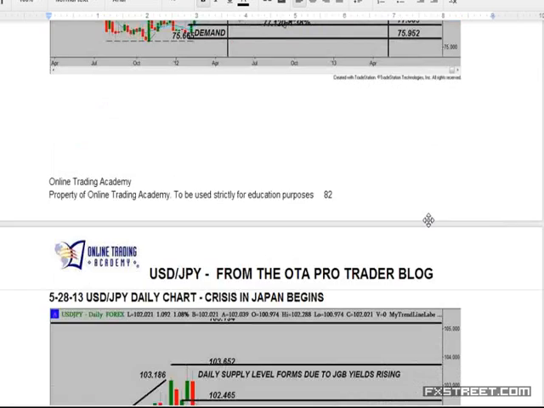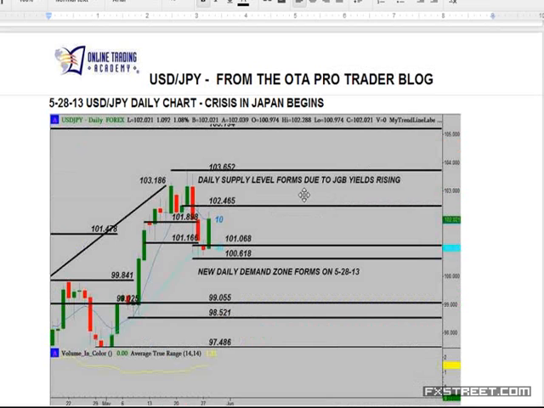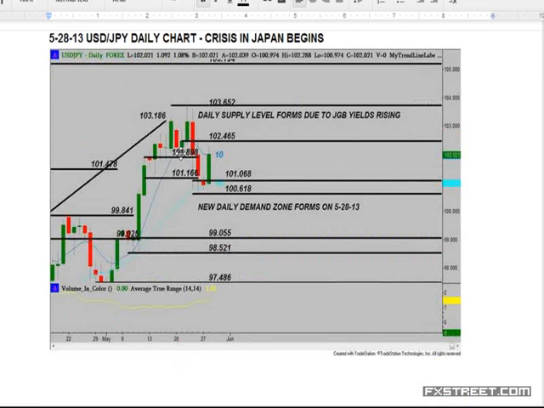So then I move on to the next chart, and I can show you on the daily chart now that you're looking at, which is dated 5/28/13. You could see that the market has rolled over and created a daily supply level due to the news that yields in Japan's interest rates are rising. All right? At that point, we've also created a tiny little demand level between 101.06 and 100.61.